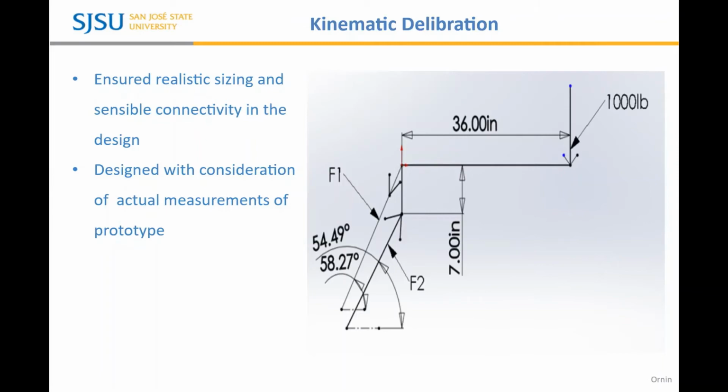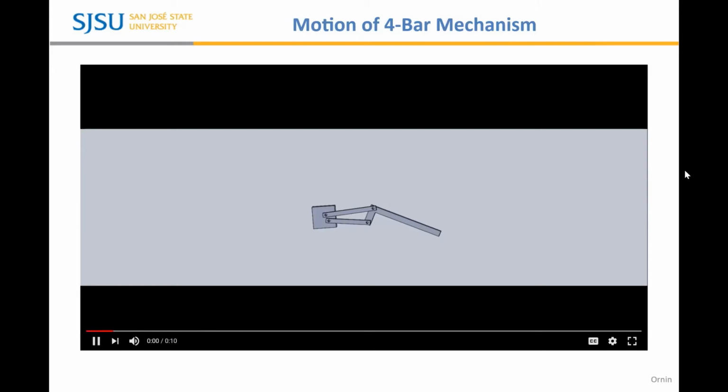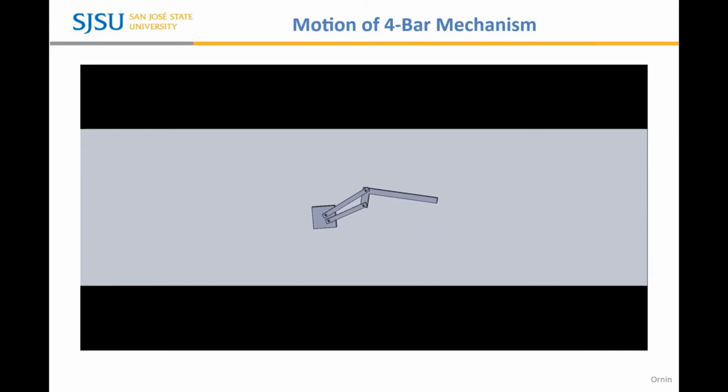In order to ensure realistic sizing of the lifting mechanism, the graphical synthesis performed in SOLIDWORKS was designed with consideration of the actual measurements that would be used to build a prototype. This animation of the basic motion of a 4-bar mechanism gave us a better understanding of how to design our lift.